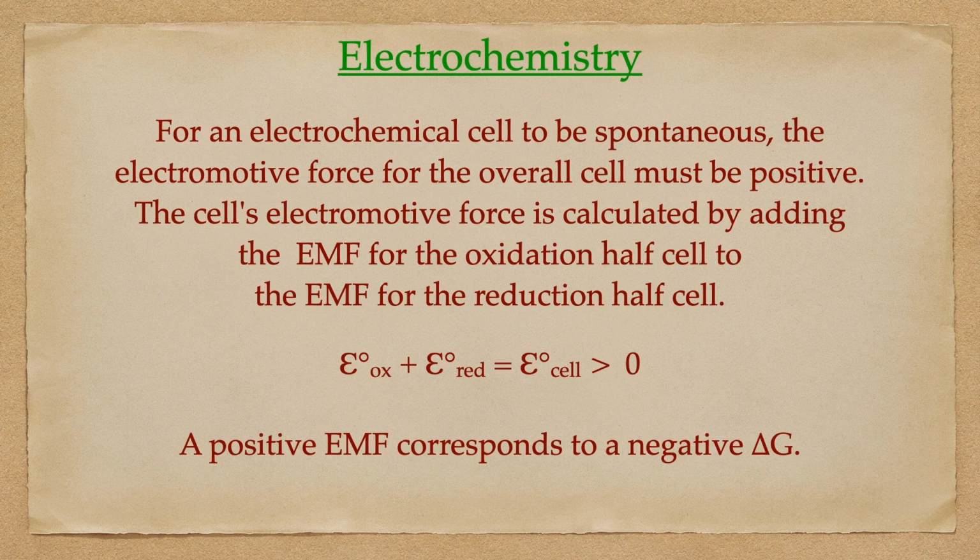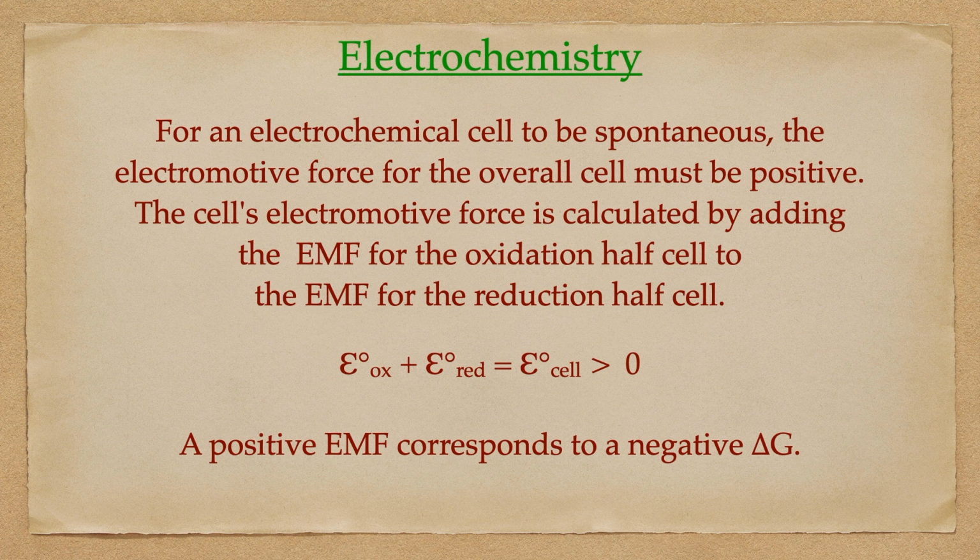For an electrochemical cell to be spontaneous, the electromotive force for the overall cell must be a positive value. The cell's electromotive force is calculated simply by adding the electromotive force for the oxidation half cell plus the electromotive force for the reduction half cell. That is E0 oxidation plus E0 reduction equals E0 cell.